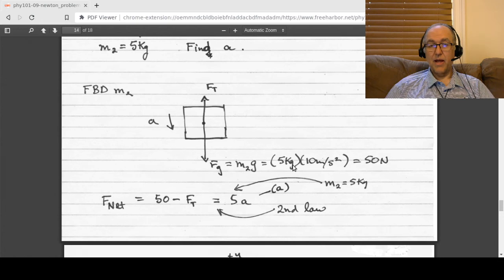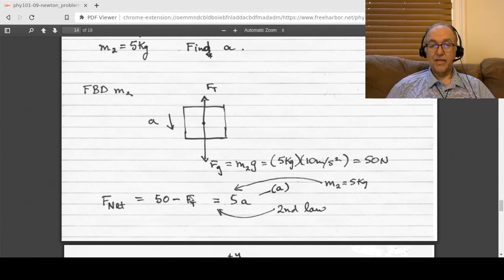M2, I said, was 5 kilograms multiplied by g, which is 10. That says its weight is 50 newtons. So this block has a weight down of 50 newtons. Ft up, we don't know. We said that it's accelerating downwards here, and so what that means is that Fg must be bigger than Ft.